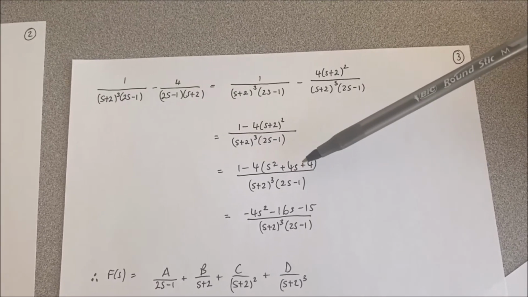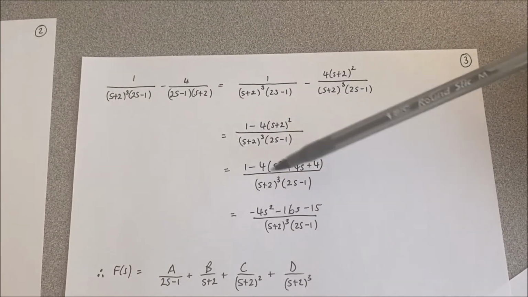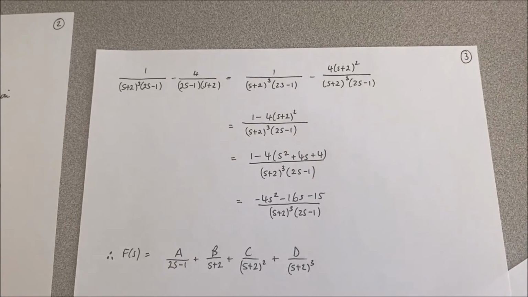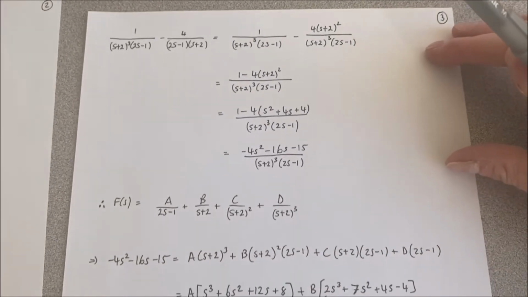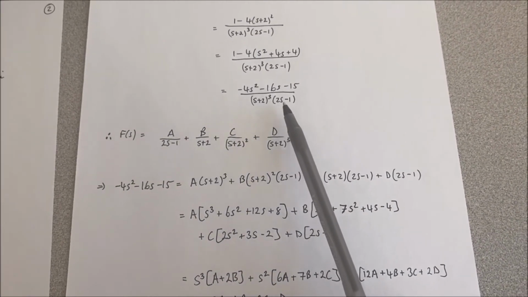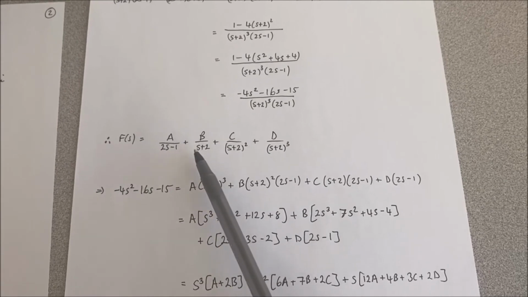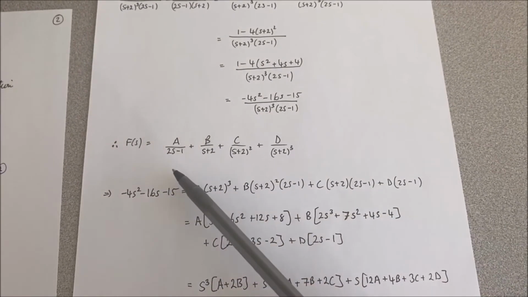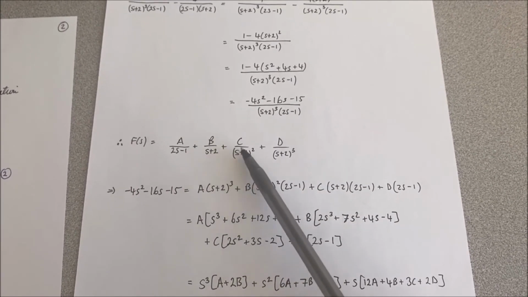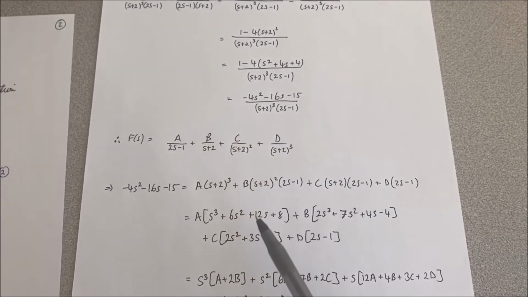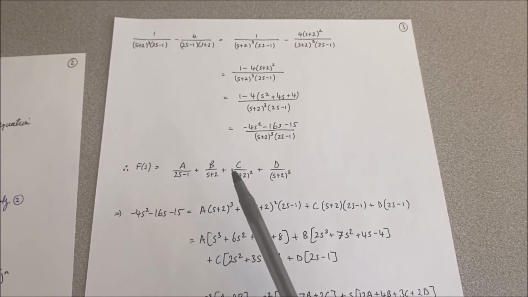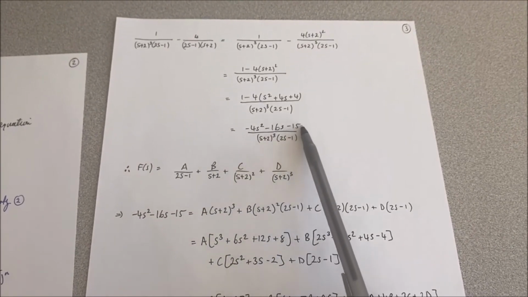That allows me to write the whole expression over the same denominator. Then I've just tidied up the expression from here and then combined terms. And then because I now have a single fraction, I can use the partial fraction method, which is what I've done here. Of course, I take the various components of the numerator, separate them out. I've got A over this term, B over s plus 2, C over s plus 2 squared, and D over s plus 2 cubed.